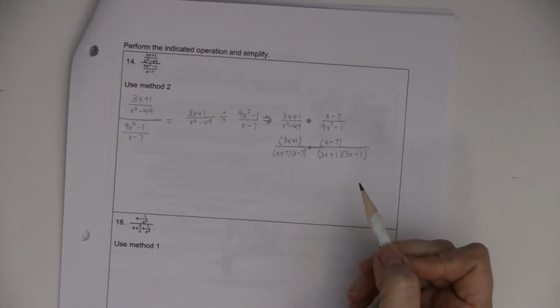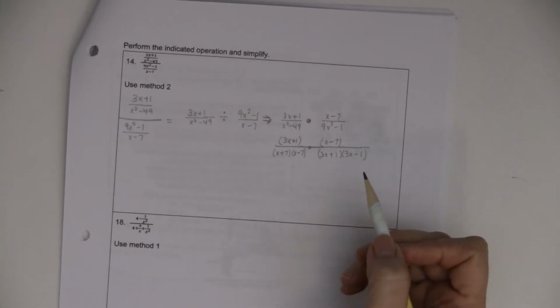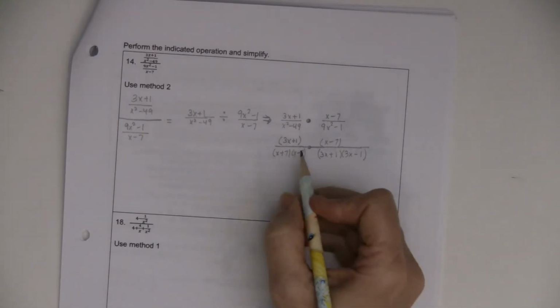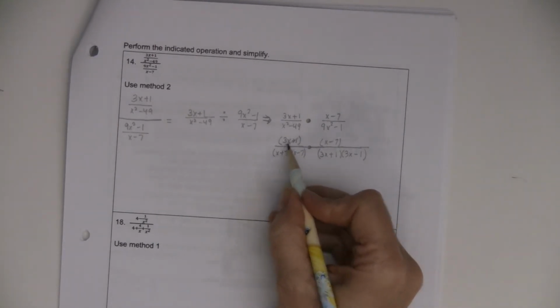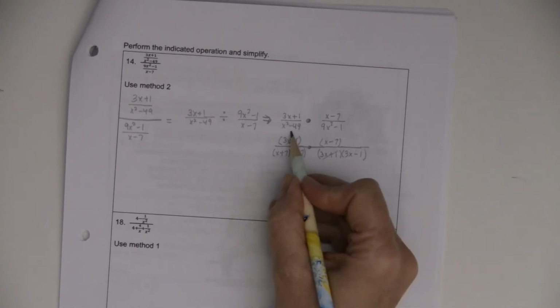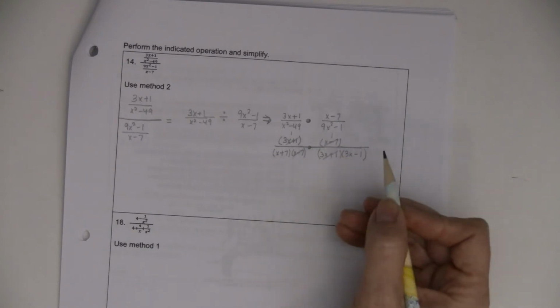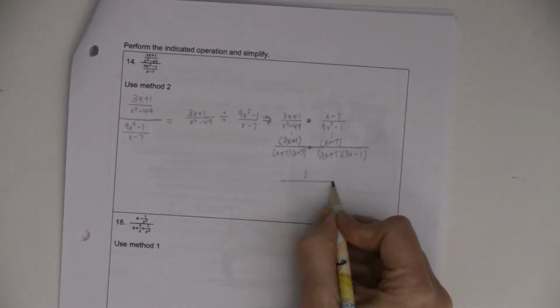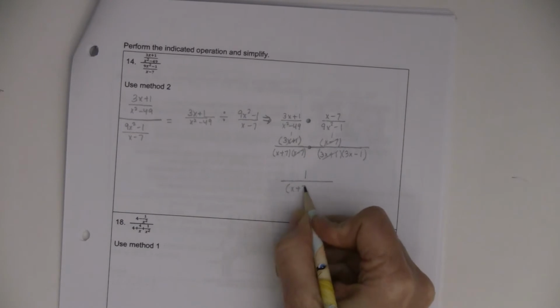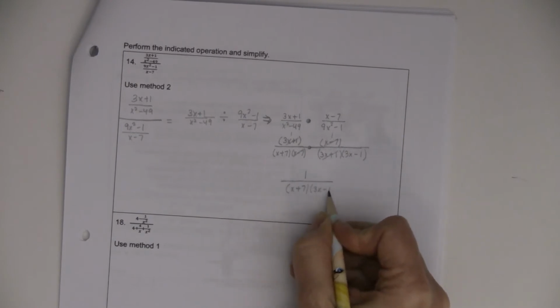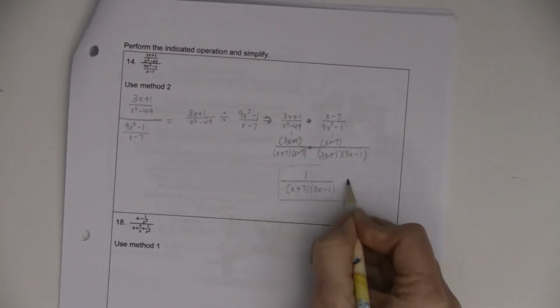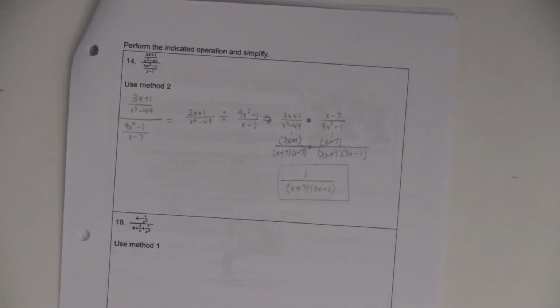And now you can reduce anything that's in the numerator with anything that's in the denominator, as long as they're exactly the same. So 3x plus 1 divided by 3x plus 1 is 1. And x minus 7 divided by x minus 7 is 1. So that leaves 1 up in the numerator, and x plus 7 times 3x minus 1 in the denominator. And so it was really good for method 2 because there was no work to do for step 1 and step 2. So now we're going to look at method 1, and we're going to try the other problem.